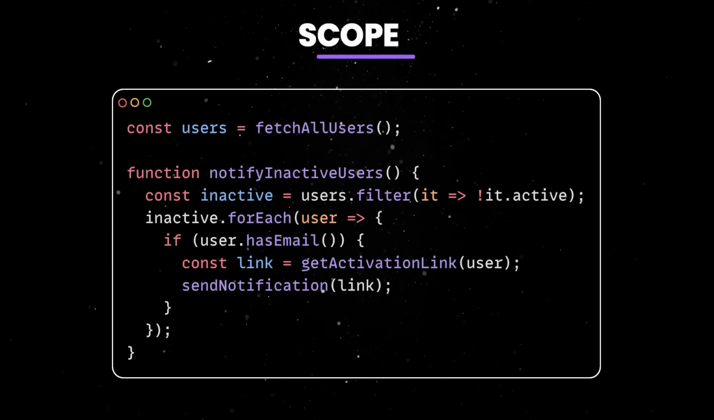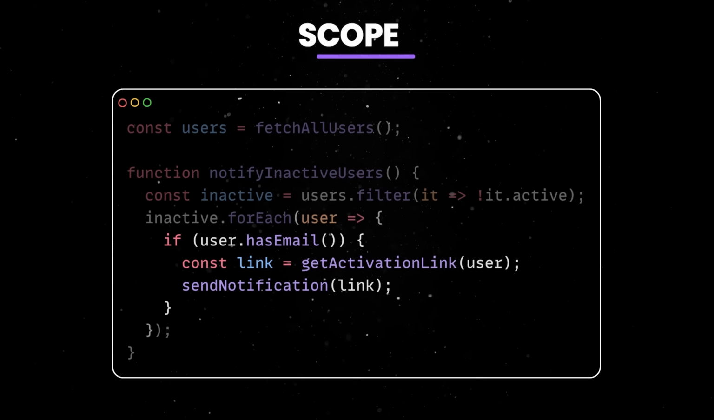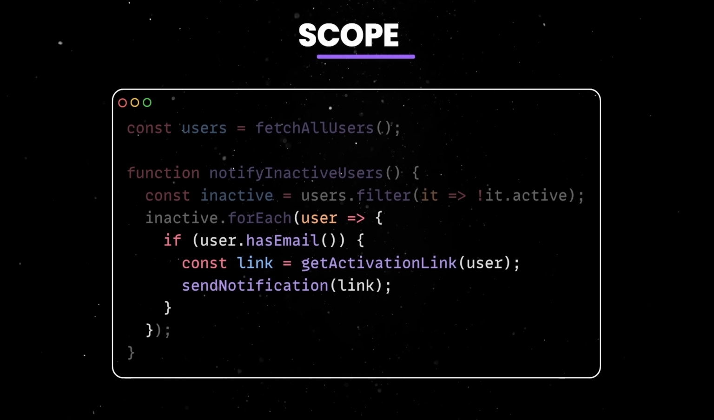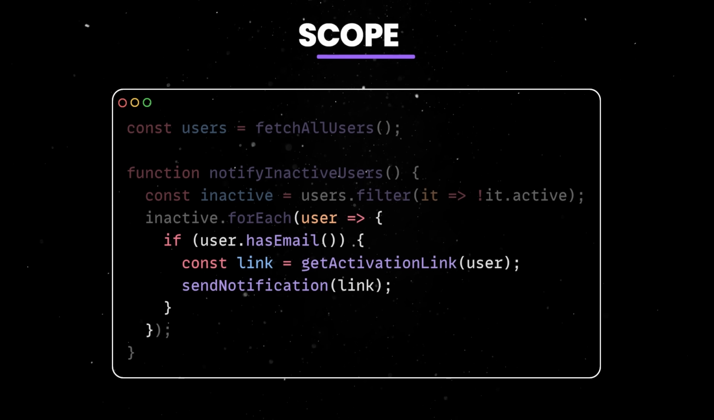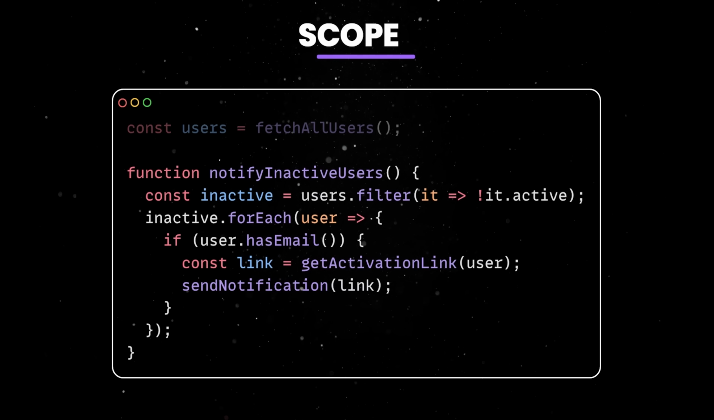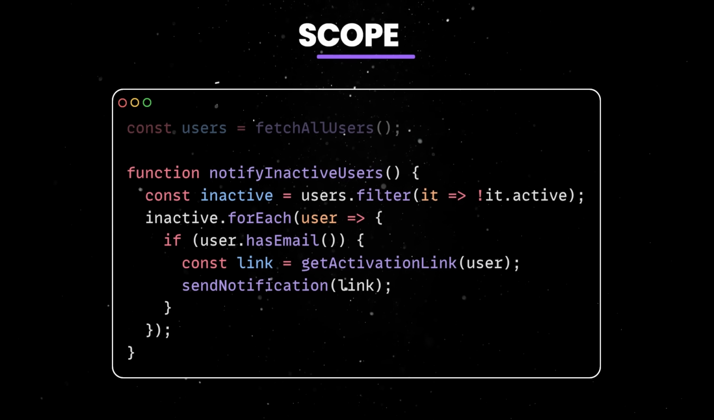The link variable is defined as a const, so its scope is bound to the if block. The if block is defined in the forEach function, and that's the function scope. Whenever the forEach function is executed, it has access to its outer scope as well. This could be another function scope or the global scope. The outer environment is called the lexical scope, and you should keep this in mind because we'll get back to it in a few minutes when we'll discuss closures.